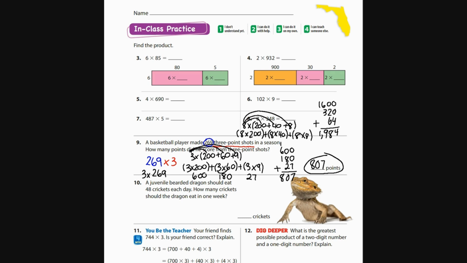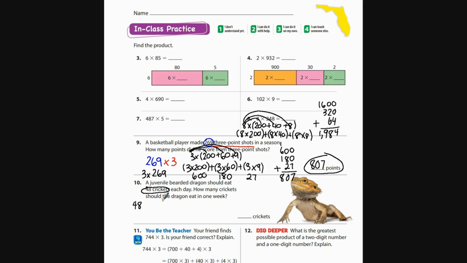So let's take a look at the last question for the day. And actually, we're going to do number 11 also, but let's take a look at 10. Here we go again. A juvenile bearded dragon should eat 48 crickets each day. So how many crickets does he eat each day? He eats 48 crickets a day. Okay, let me keep reading. So here we go.